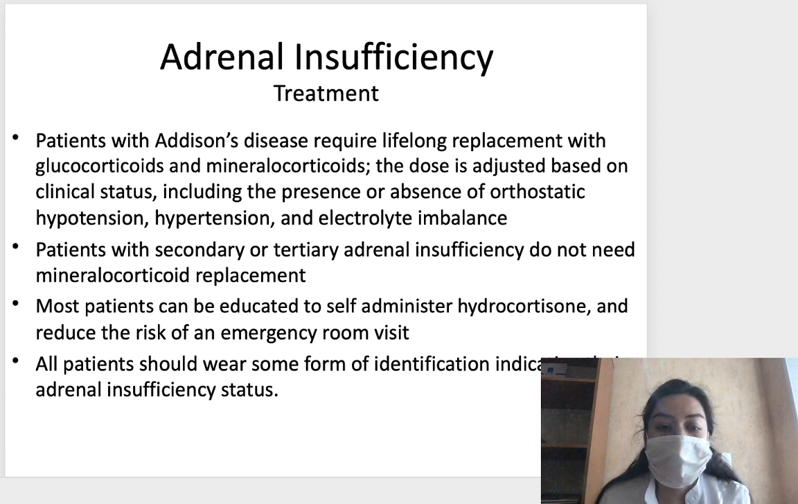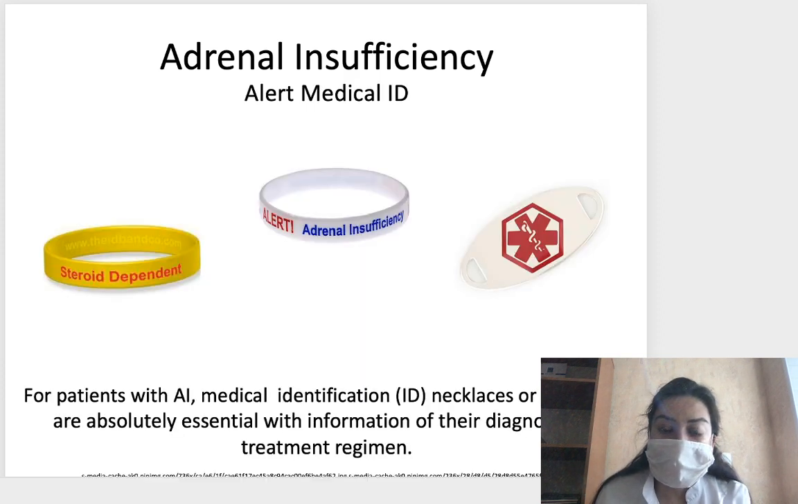All patients should wear some form of identification indicating adrenal insufficiency status. And in the next slide you see medical identification. It is a necklace or bracelet that is absolutely essential, with information about their diagnosis and treatment regimen for patients with adrenal insufficiency.